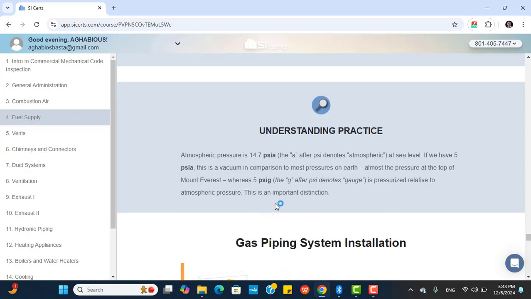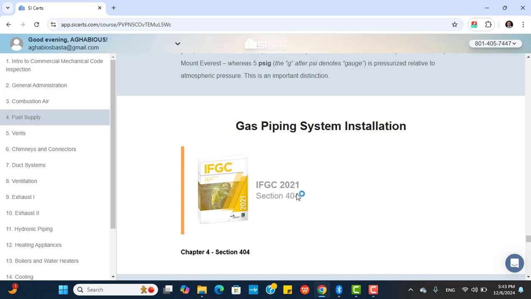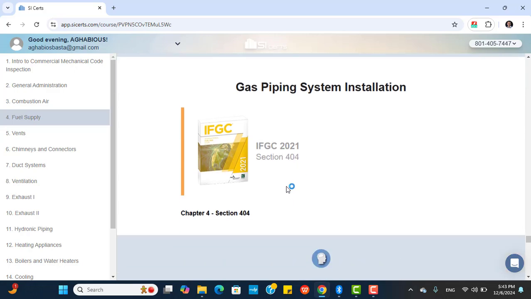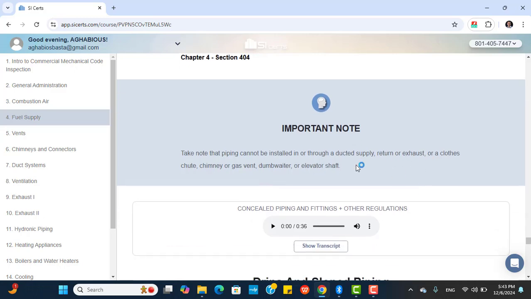This is an important distinction. Gas piping system installation, International Fuel Gas Code 2021, Chapter 4, Section 404. Important notice: take note that piping cannot be installed in or through a ducted supply, return or exhaust, or a clothes chute, chimney or gas vent. Concealed piping, fittings, and other regulations.